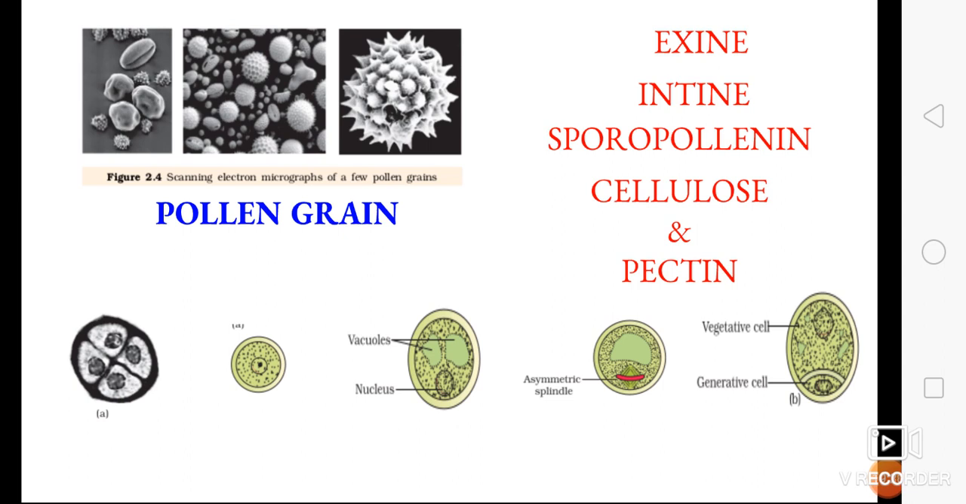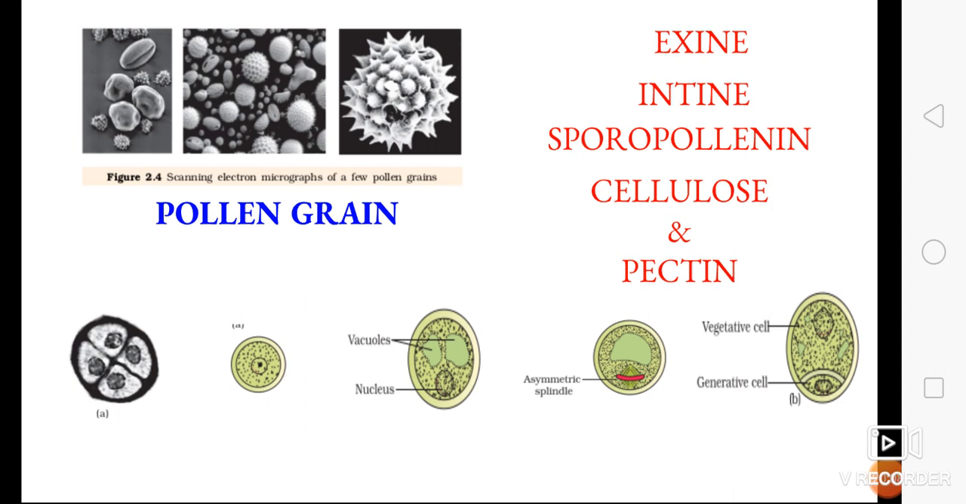Then refer to the generative cell. This small cell undergoes one more mitosis and 2 cells are formed. These 2 cells are the male gametes. So after the formation of male gametes, what's the number of cells in this pollen grain? 1 vegetative cell and 2 male gametes, so a total of 3 cells. Only in some plants, pollen grains are released when they are in this three-celled stage.